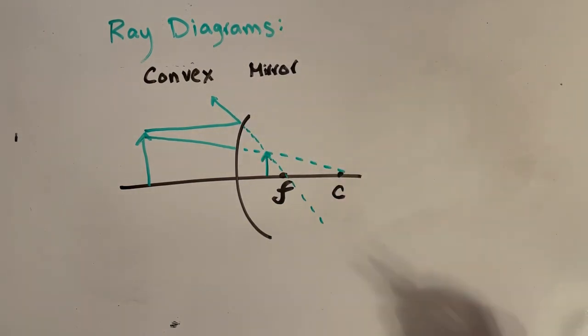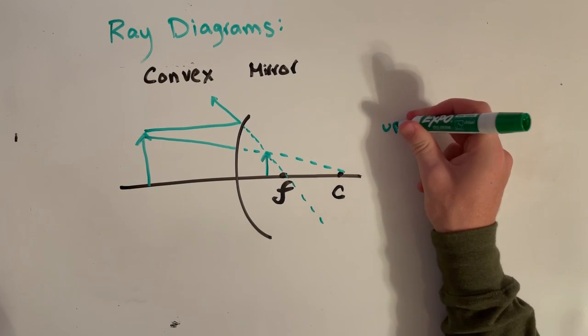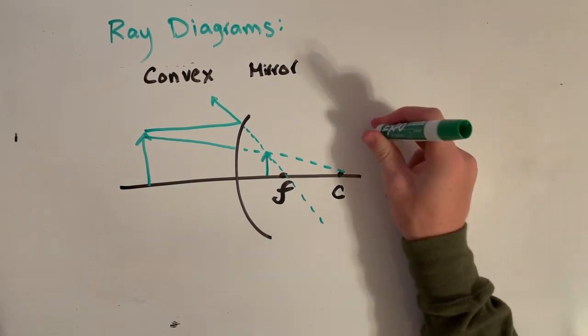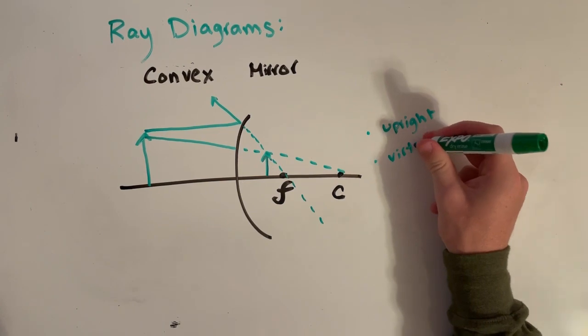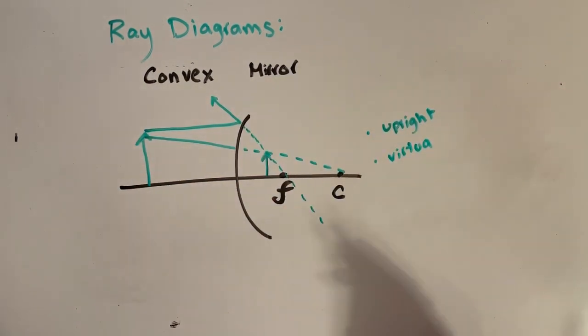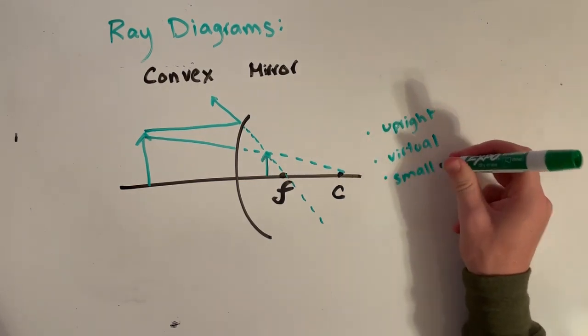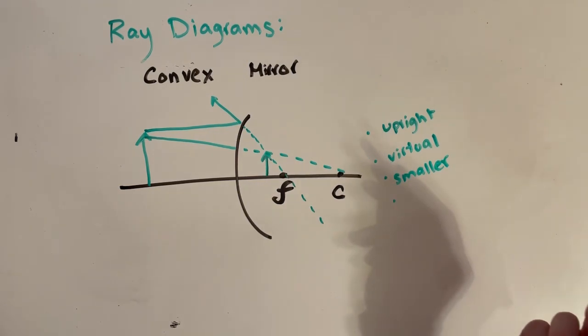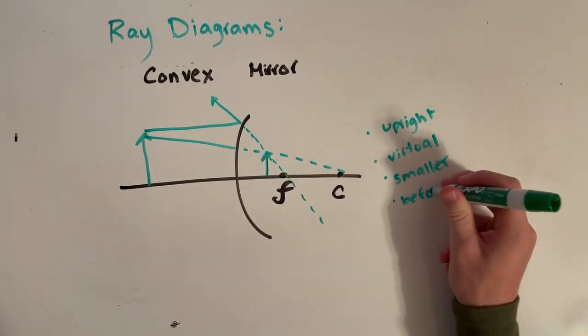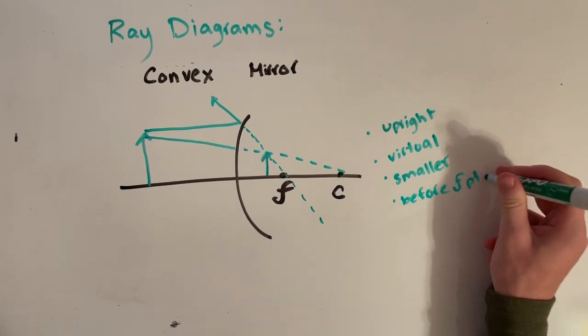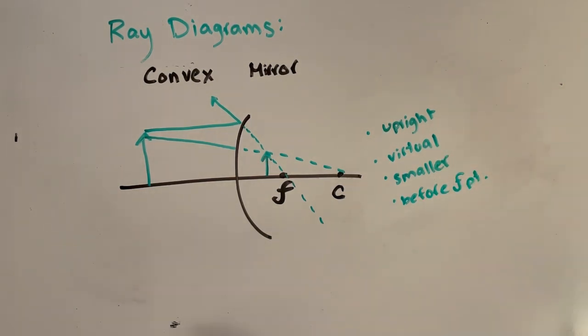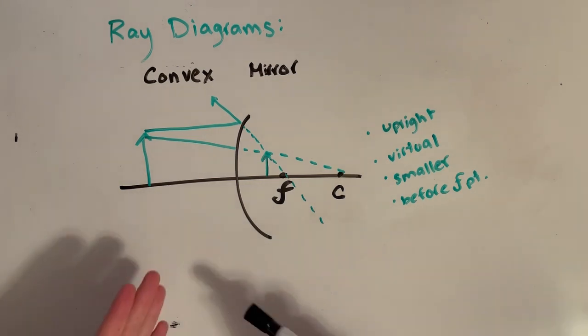And from this image, we can figure out that it is upright. We know it's virtual because it's on the opposite side of the object. We know it's smaller in magnification. And we can tell the location of it. It's going to be before that focal point. So that is another ray diagram. Hopefully it helps you get the idea of how ray diagrams could quickly help us understand what the image is going to be formed from an object on a convex mirror from a certain distance away.